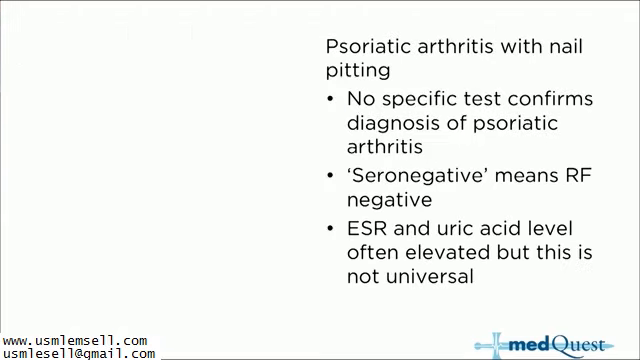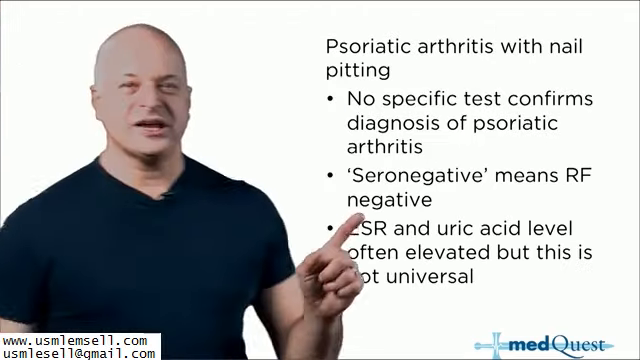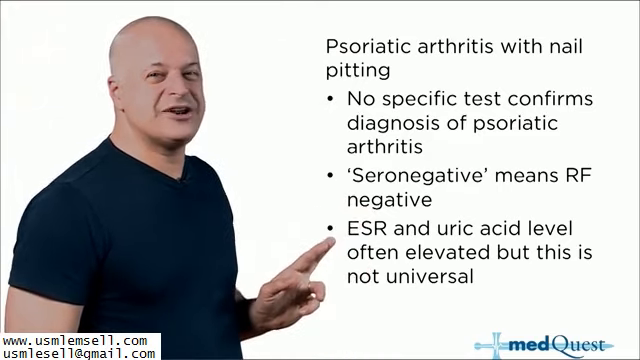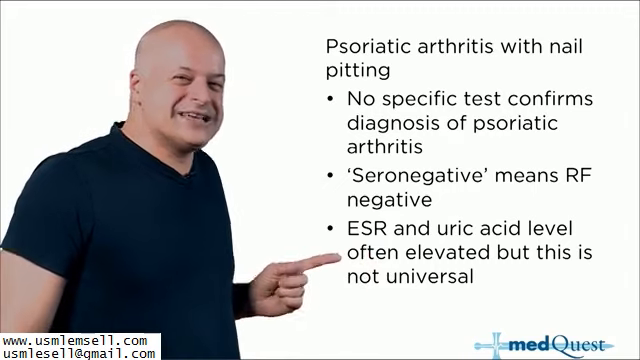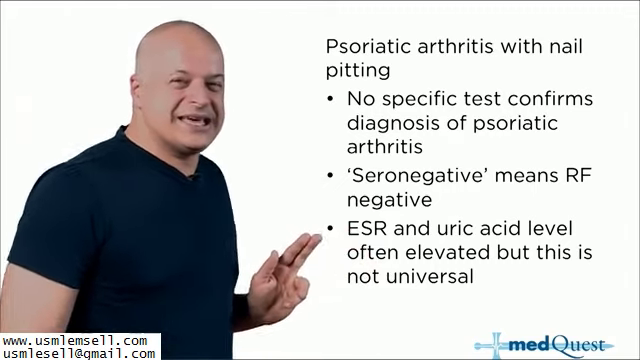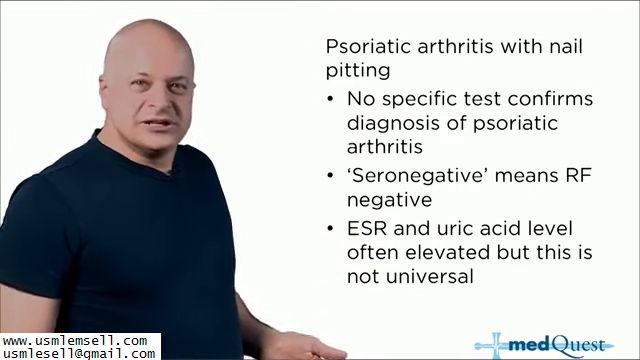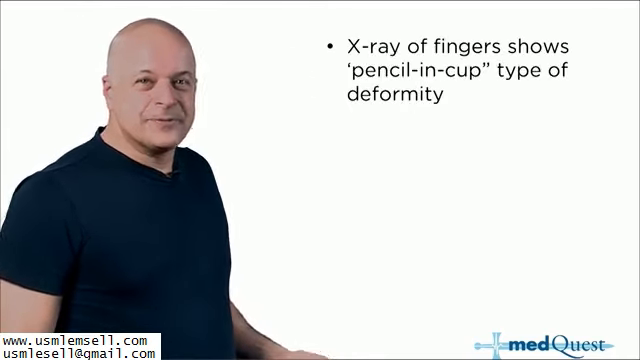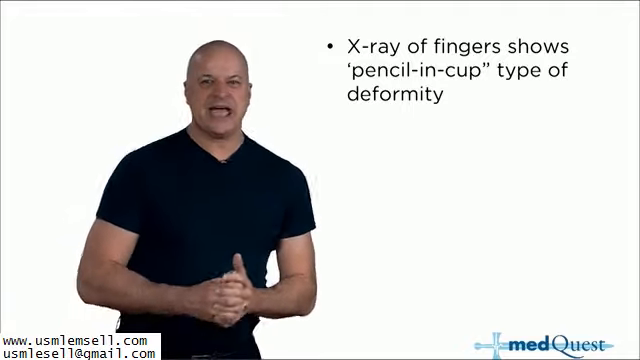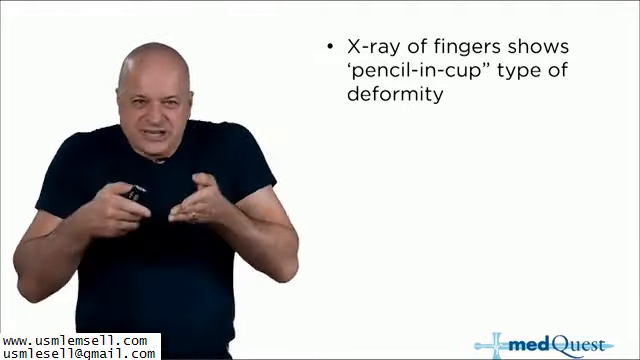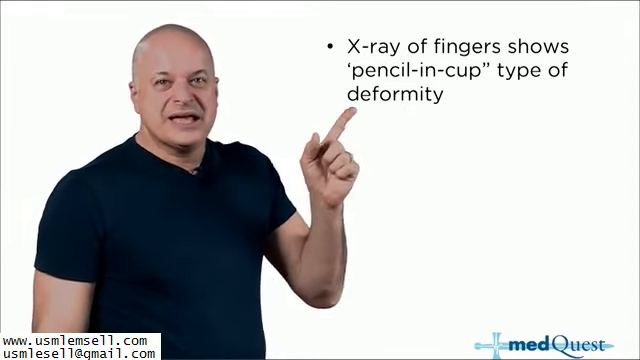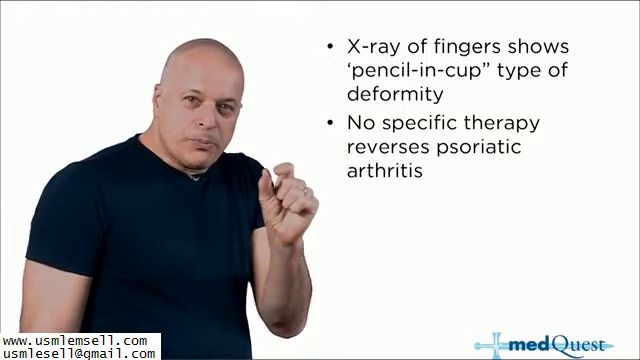And you see on the tests that the blood tests are all negative, and although the SED rate is a little elevated, so what? It's not always elevated, and it doesn't mean anything, even if the SED rate's a little up. So the X-ray will show pencil and cup deformity, because it becomes narrowed down to a point.